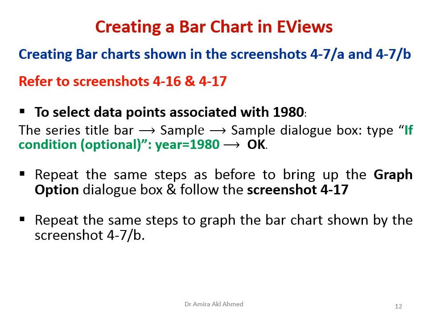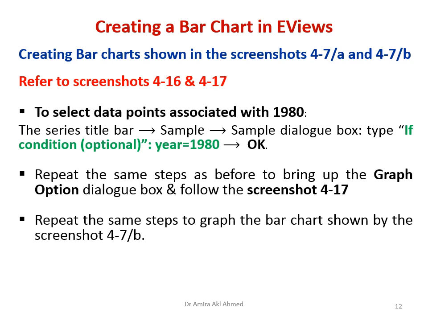Now, let's describe the steps required to graph the two bar charts displayed in the screenshots 4.7a and 4.7b. These bar charts compare hourly compensations in 1980 and 1999 for the USA, Canada, and the UK. To plot the first bar chart, double-click on that series to open it. From the series title bar, select Sample, and thus you will be introduced to the sample dialog box shown in the screenshot 4.16. In this dialog box, you have to type the following statement.